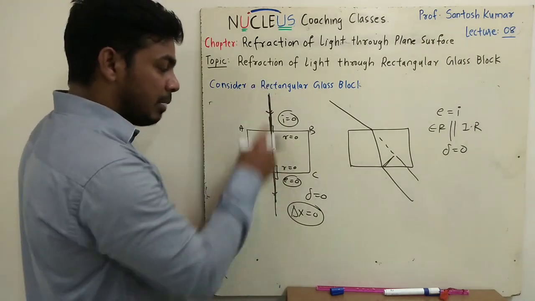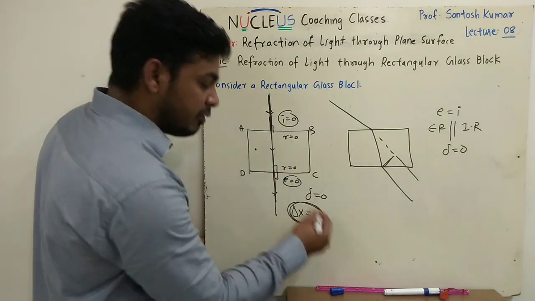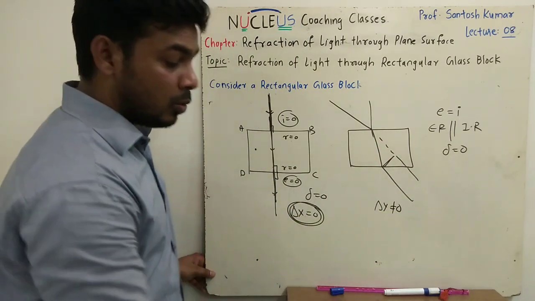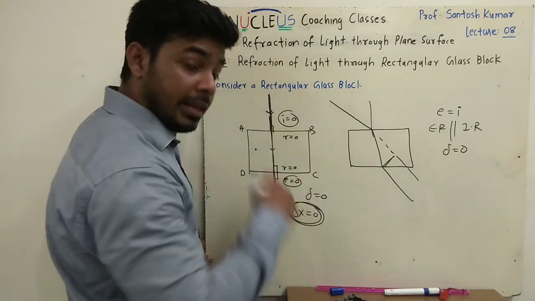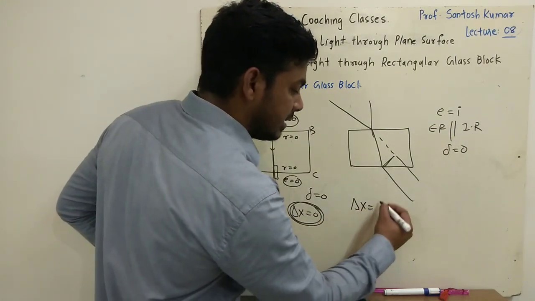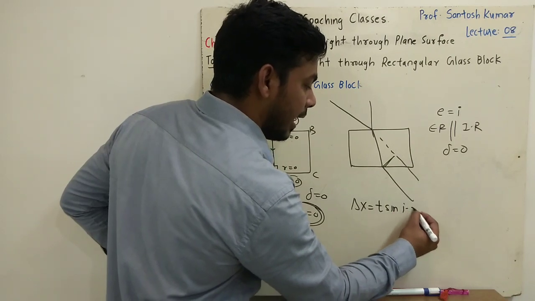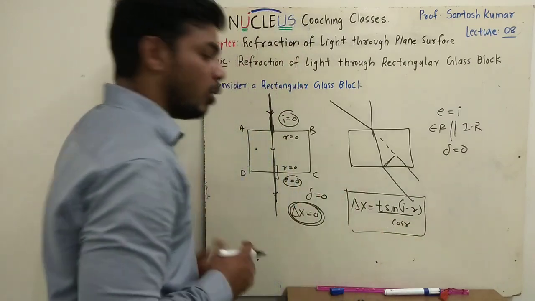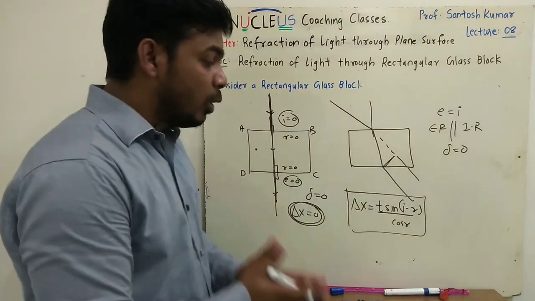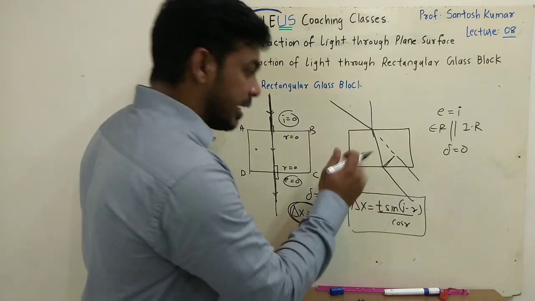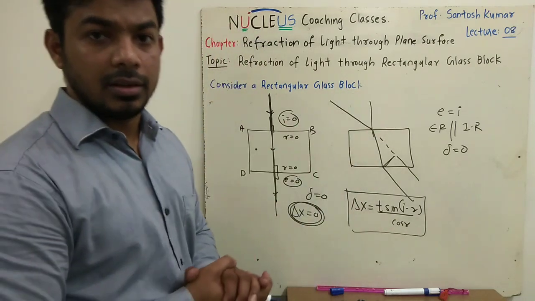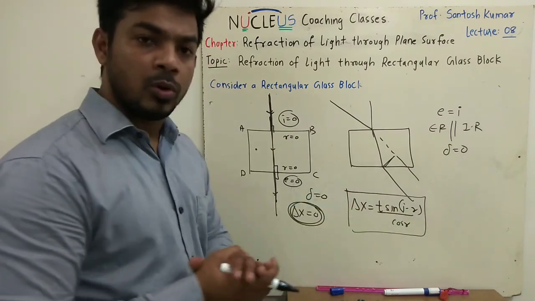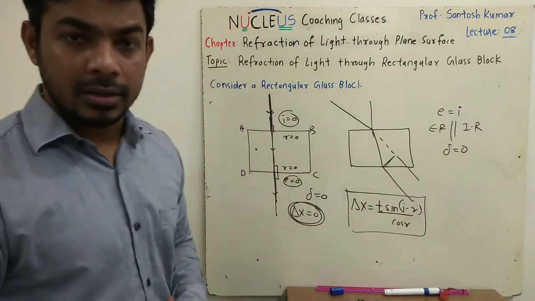But remember, for normal incidence the shift will be 0, and for oblique incidence the shift will not be equal to 0. The value of the shift, geometrically from the figure, has been derived as t sin(i minus r) upon cos r. This is just a mathematical formula. Your syllabus doesn't have any numerical on this topic. This is just derived from the figure which we studied earlier. So the lateral shift is also given by t sin(i minus r) upon cos r. This is just a mathematical relation.